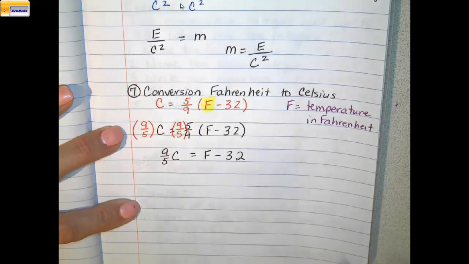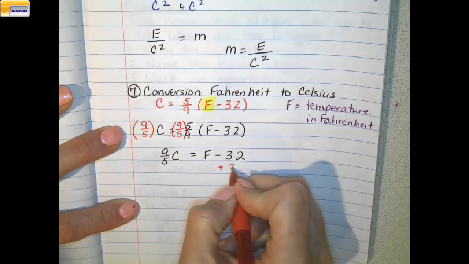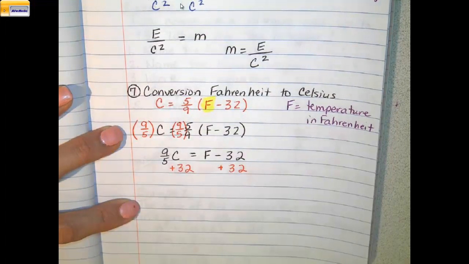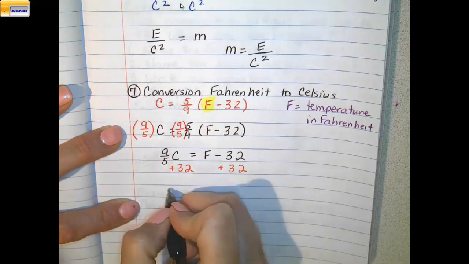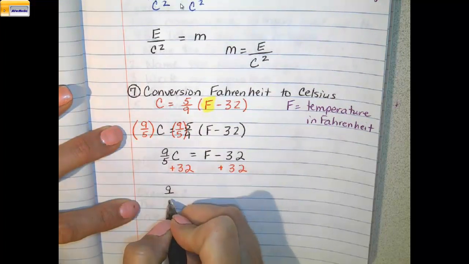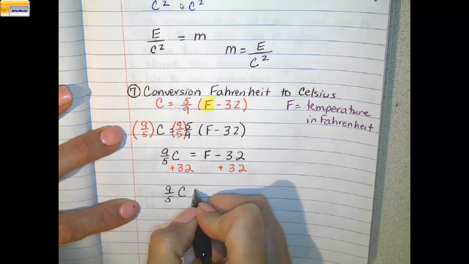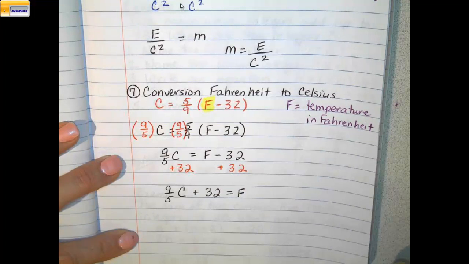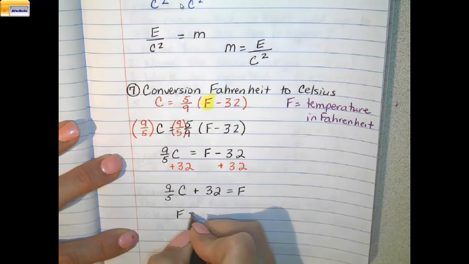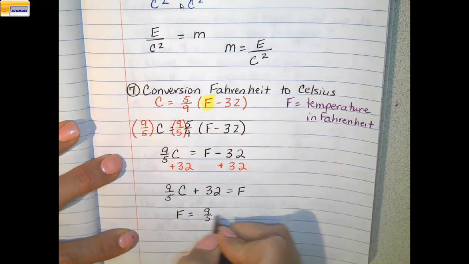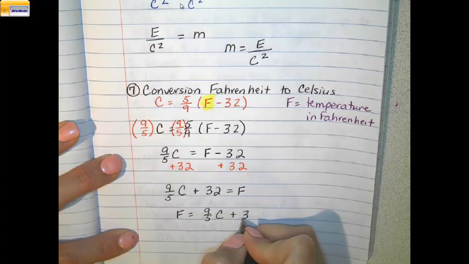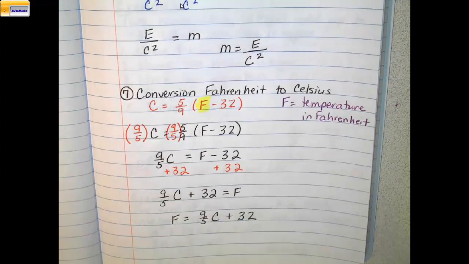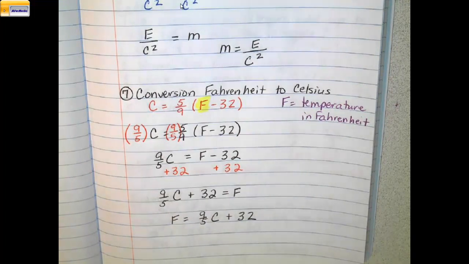So the inverse of subtract is add, and I'm simply going to add 32 to both sides. So my final answer looks like 9/5 C plus 32 is equal to F. Or I can rewrite that as Fahrenheit equals 9/5 Celsius plus 32. And that's the last example that we are going to do on solving for a variable.